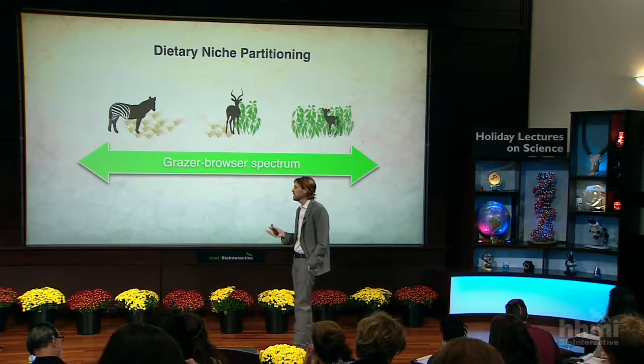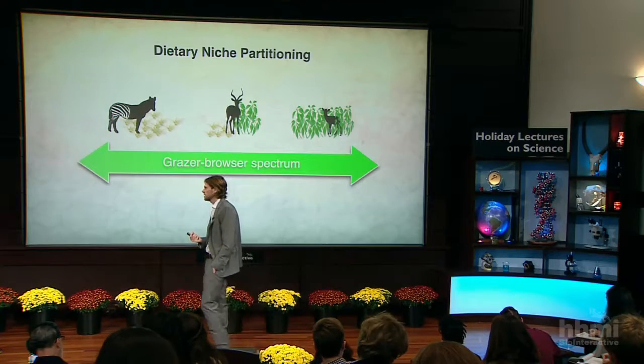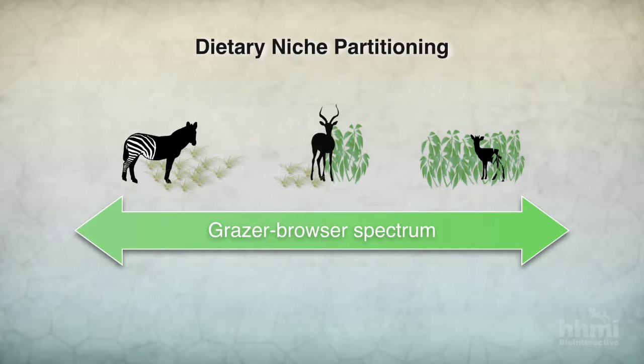Dietary niche partitioning is another key mechanism that we need to consider. And the way this has been thought about in the case of these large mammals here is largely in terms of something called the grazer-browser spectrum. So over here on the left we have zebra. That's a grazer. Means it eats predominantly grass. And over there on the right we have a dik-dik, and it eats almost exclusively non-grass, or browse.